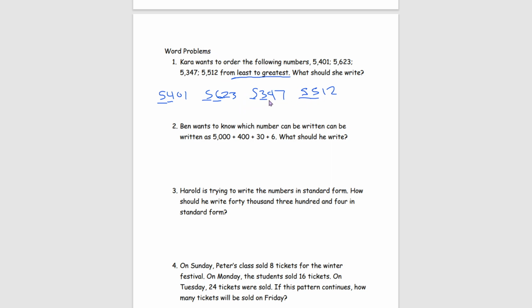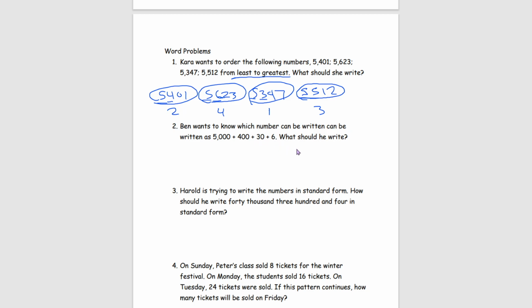We know that the 3 in the hundreds place, which is 300, is the least. So this number is going to be first, and then we go down to 4, which is number 2. Then we have 5 and 6, and we know that 5 is less than 6, so this is 3 and this is 4. And so our order from least to greatest is 5,347, then 5,401, then 5,512, and then 5,623.